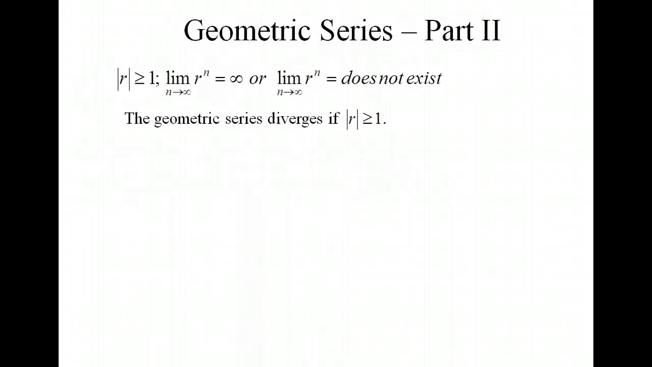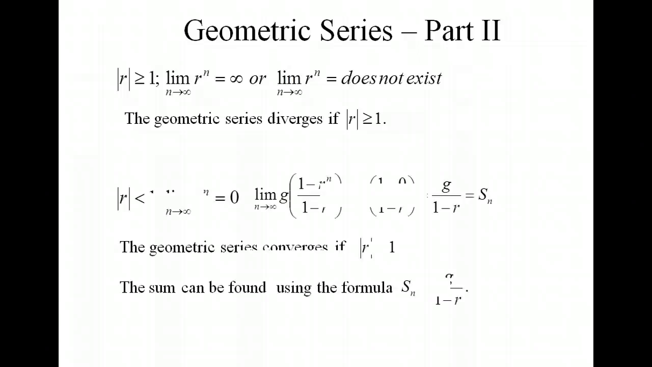Okay, so far what we saw is that when the absolute value of r is greater than or equal to 1, you're either going to have a limit of the sequence that does not exist, or it goes to infinity. So the geometric series would diverge. For r values where the absolute value of r is less than 1, those numbers between -1 and 1, you're going to get the limit of r to the n going to 0. So the sum of the terms of the sequence is going to converge to a specific number, and that number can be found by using g over 1 minus r.